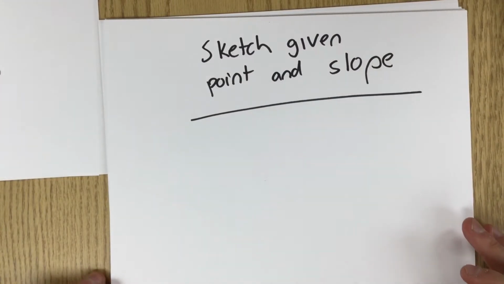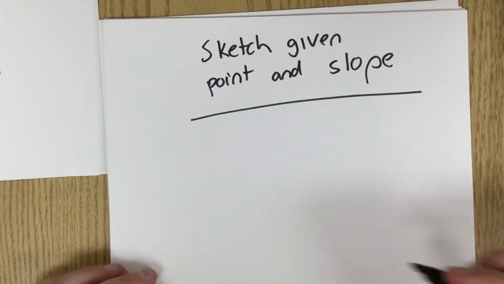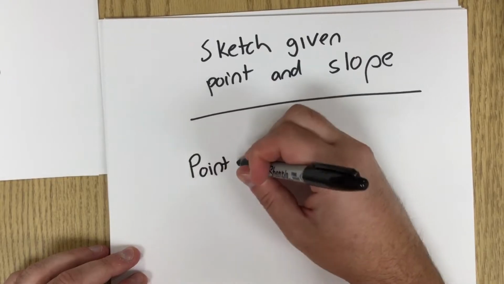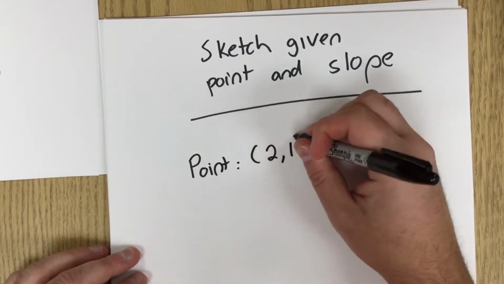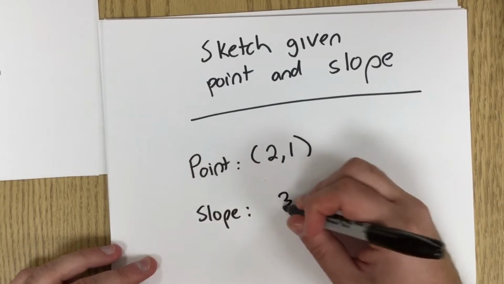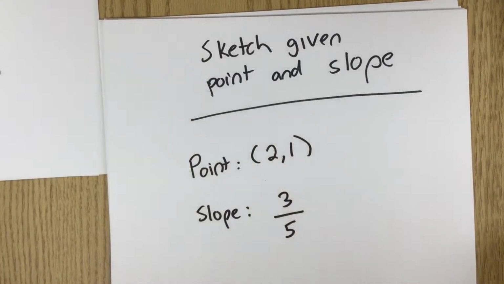What I'm going to go through now is how to sketch a line if you have a point and a slope. So let's say, for example, we have a line that goes through the point (2, 1) and has a slope of 3/5.